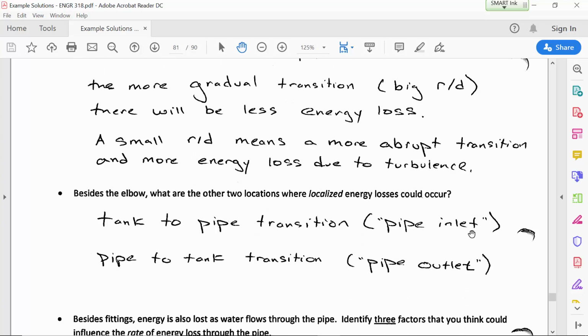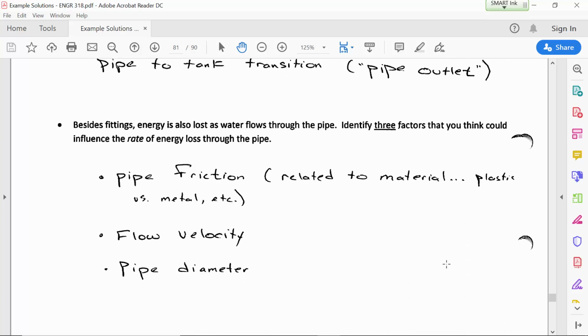So besides the elbow, there's the inlet and the outlet we already talked about. And so other factors besides the fittings that can influence the rate of energy loss is, think about the roughness of the pipe. A very smooth pipe, like one that's made out of plastic or drawn glass tubing, is going to reduce the amount of energy loss compared to a rough pipe, like a rough concrete pipe, which is often used for sewer situations, or a pipe that's made out of cast iron would have a higher roughness.